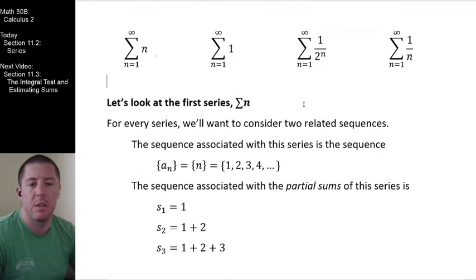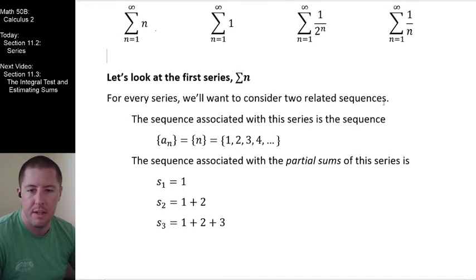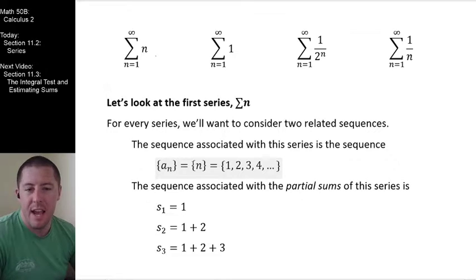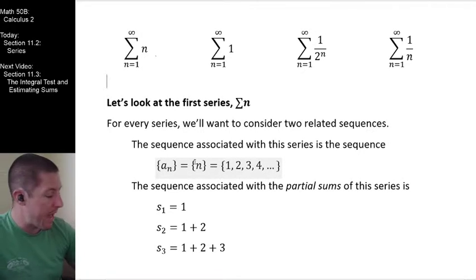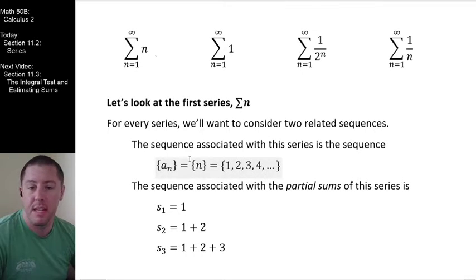For every series, we're going to want to consider two related sequences that are associated with that series. First, we're going to want to look at the sequence of terms in the series, which is just saying what are all the terms that we're going to end up adding up. So our notation for this is that a sub n is representing the terms in the series. On the other hand, s sub n is going to represent the sum of the first n terms in the series.